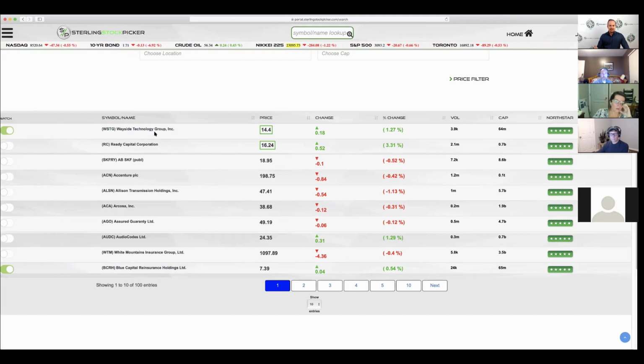Now you'll want to start adding these to your watch list. So as I've always recommended, go with your intuitive guidance as you're scrolling down and looking at the particular stocks. And so I've already got Wayside Technology Group on my watch list, but it's easy to add another stock. All you do is click the toggle button, and voila, it's in your watch list.